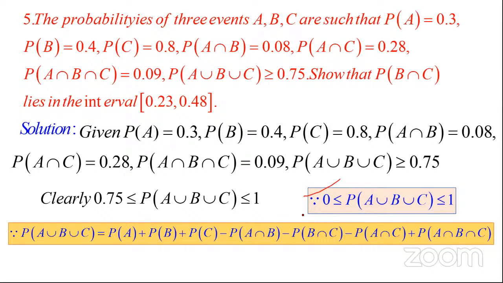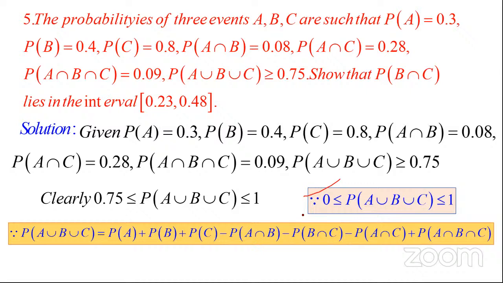This is the formula: P of A union B union C equals P of A plus P of B plus P of C minus P of A intersection B minus P of B intersection C minus P of A intersection C plus P of A intersection B intersection C.